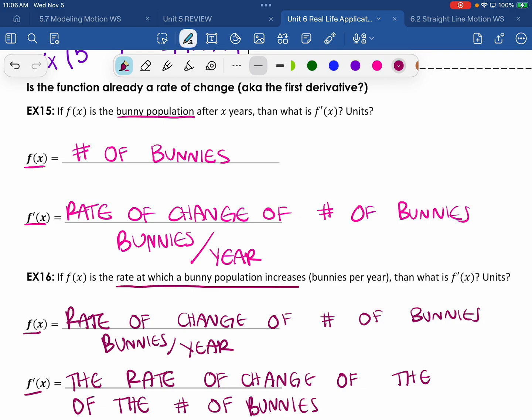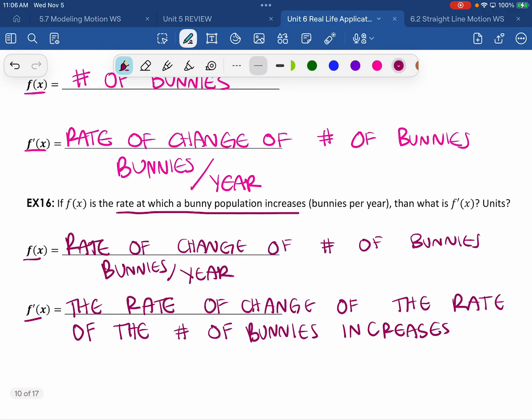The rate of change of, oh wait, I lost rate. What happened to my rate word? The rate of change of the rate of the number of bunnies increases. I feel like that English is bad. That the rate of change, that the rate of the number of bunnies increases. Does that sound better? Let's just keep it as of. Okay, whatever.